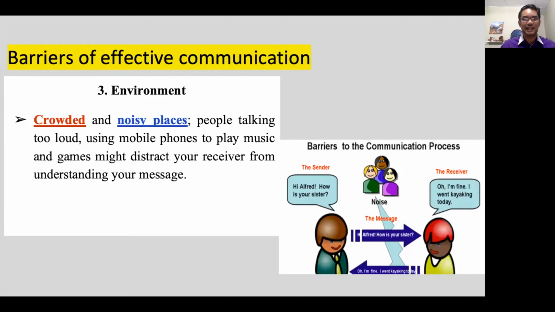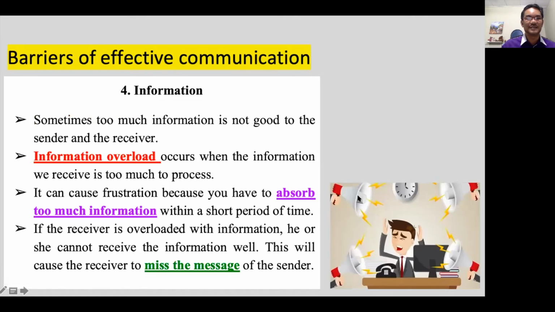Environment, alam sekitar. Crowded and noisy places. People talking too loud, using mobile phones to play music and games might distract your receiver from understanding your message. Ni, hi Alfred, how is your sister? Ada bunyi bising apa semua ni. Alfred, how is your sister? Oh, I'm fine when kayaking. So message tu tak sampai lah.